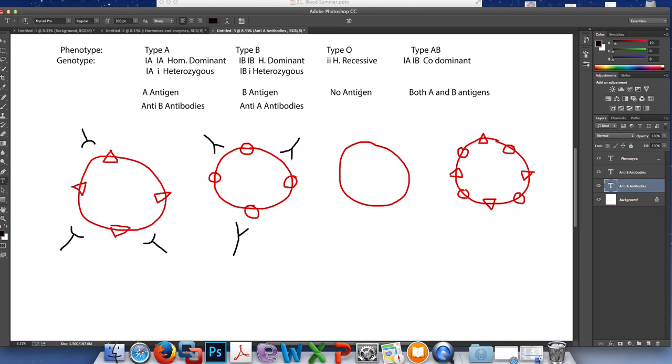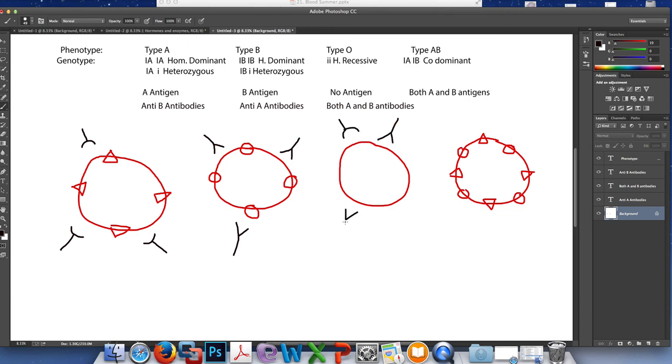Now, because type O has no antigens, that means we can have both A and B antibodies, because there is nothing for these antibodies to interact with. So we're going to have both of them here, because there's nothing on the surface of the erythrocyte for those antibodies to bind to.